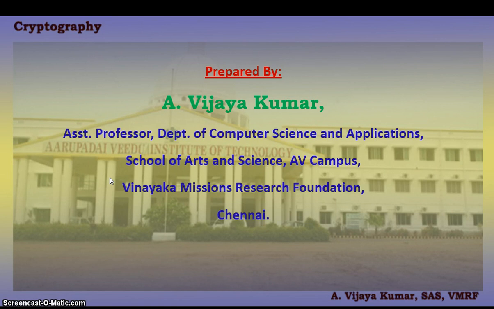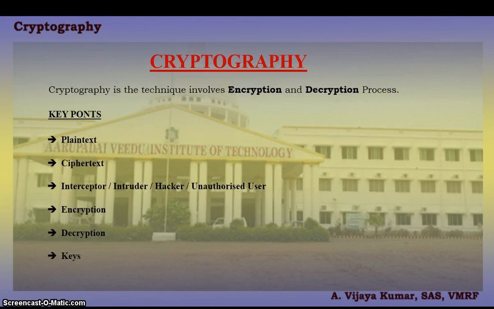Let me get into the topic, that is cryptography. Actually, cryptography is a technique that involves two processes. One is encryption and the other is decryption. What is encryption? We are sending some information to other people. Whatever we are sending will be converted into some other format, and that is called encryption. In the reverse, that is decryption, the converted format is once again changed into the original text. That is called the decryption process.